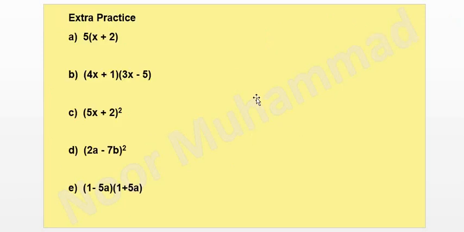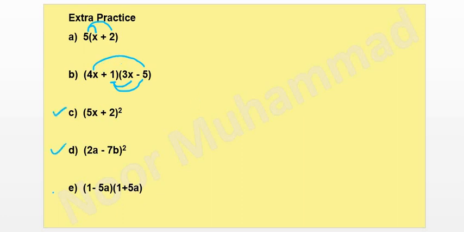Okay, now here I put some extra practice questions. These are not from the book, so better pause the video here because it's a kind of revision. Some of them will be solved with the help of the formula, and some of them will be solved normally by multiplying, like this one. You will multiply here and you will multiply here, and in this one you will take the first term and multiply it with each term of the second bracket, and then you will take the second term and multiply it with each term of the second bracket.